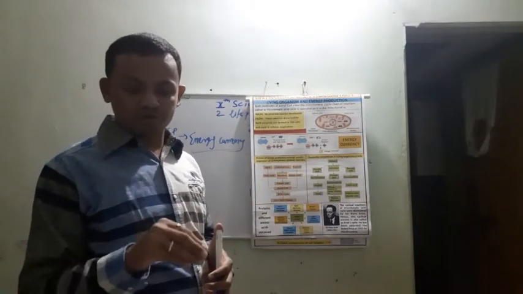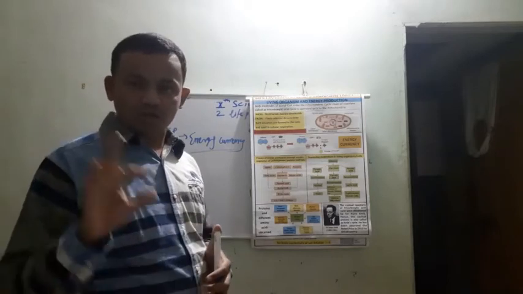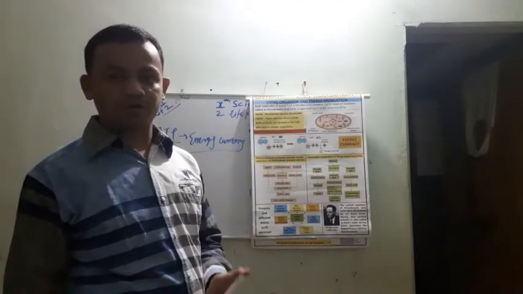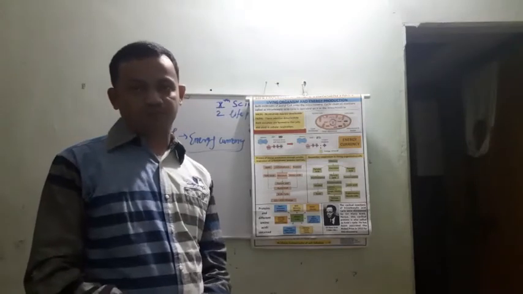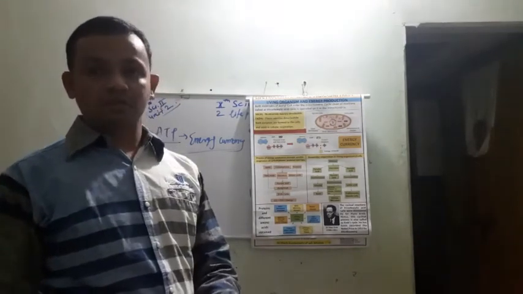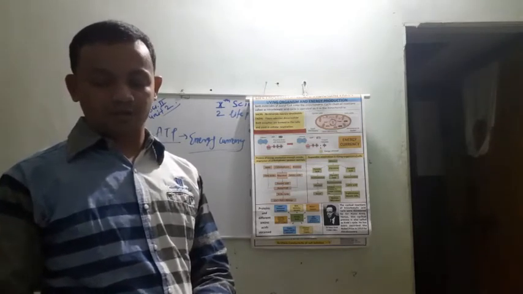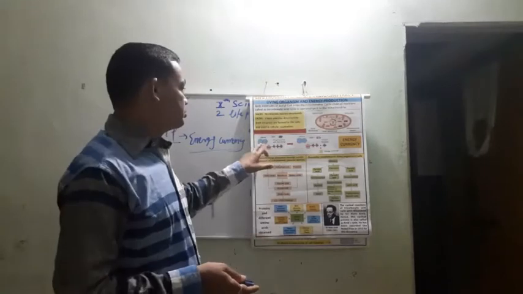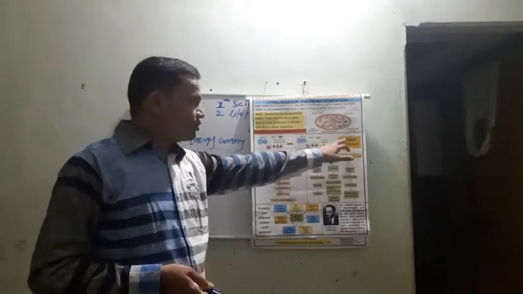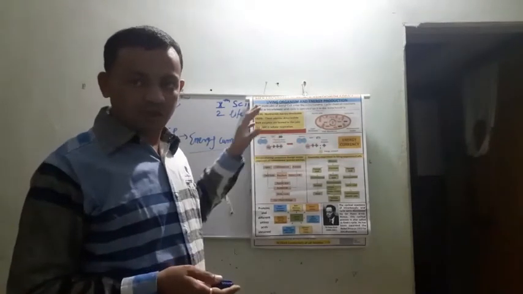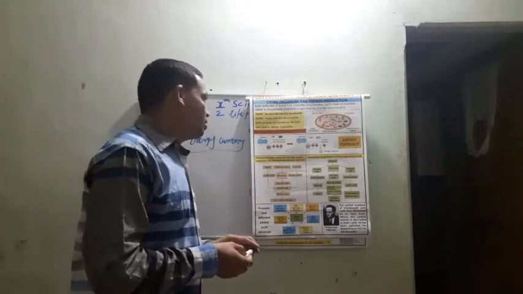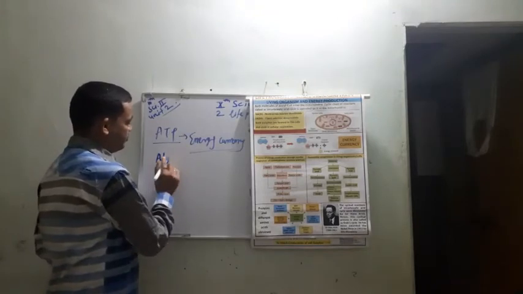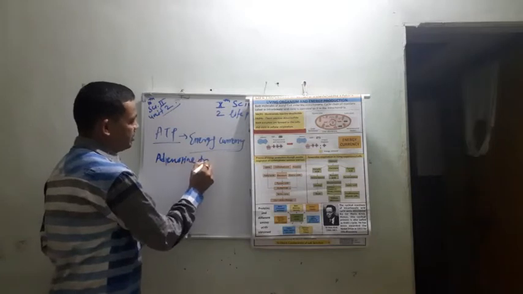And these ATP molecules are produced in mitochondria. So mitochondria is called the powerhouse of energy. Now we have to see the structure of ATP, adenosine triphosphate. In this chart you have to see it carefully. Here is the energy currency, which means ATP. Adenosine triphosphate is the full form.